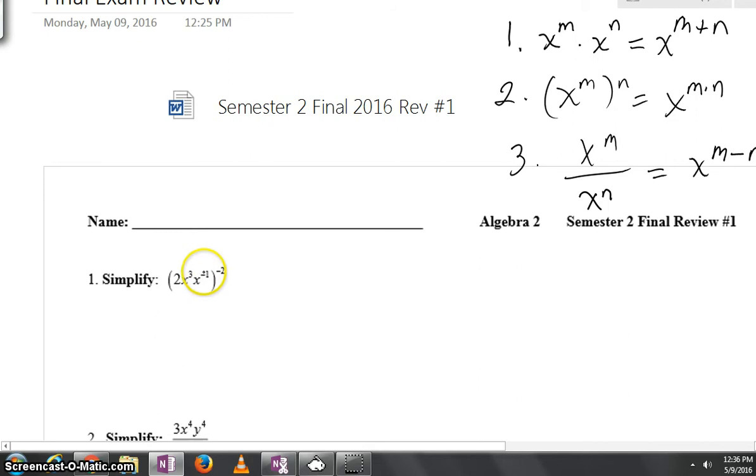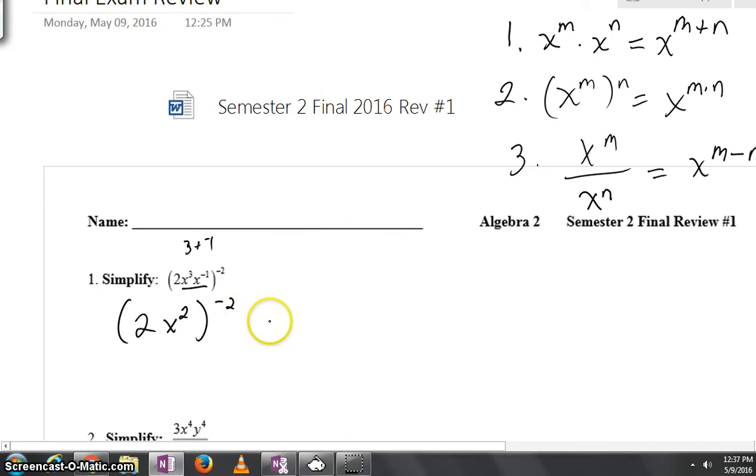Well, the very first thing that you should do is use property number 1. Take 3 plus negative 1. You've got x to the m times x to the n. 3 plus negative 1 is going to add to a 2. So if you can use one of those properties early, you should.